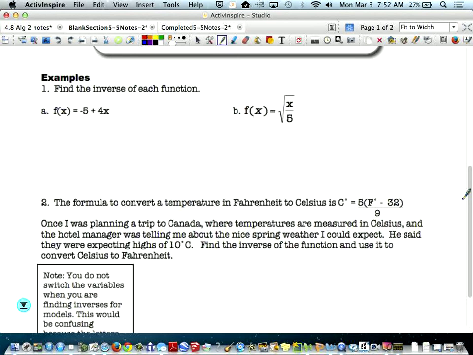So one of the first things I would do, remember f of x is just a fancy way to write, it's function notation. So the first thing I would do is write y equals -5 plus 4x. So in the box just above it, it says exchange x's, y's. So make this y become an x. Make this x become a y. Now we solve for y, and we'll have our new inverse function.